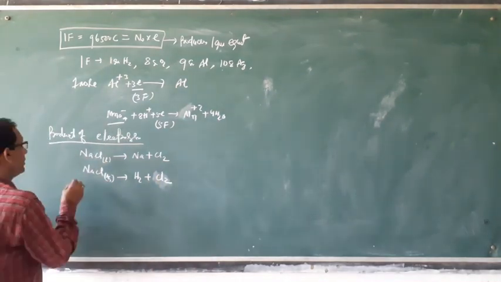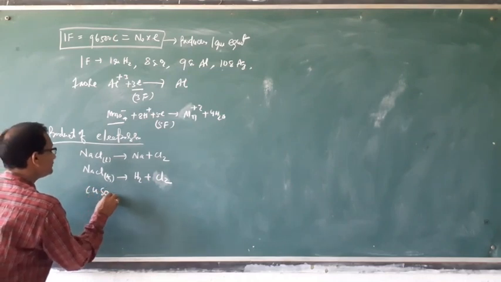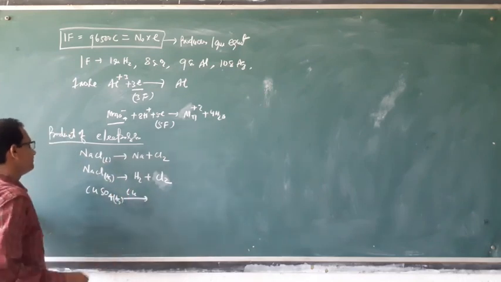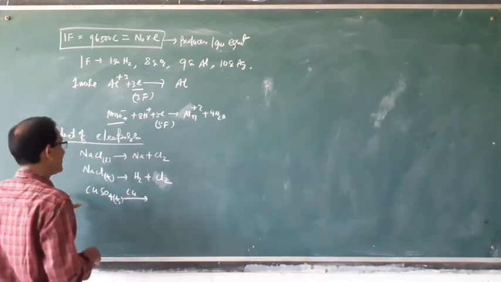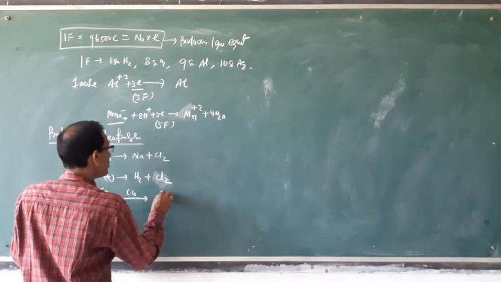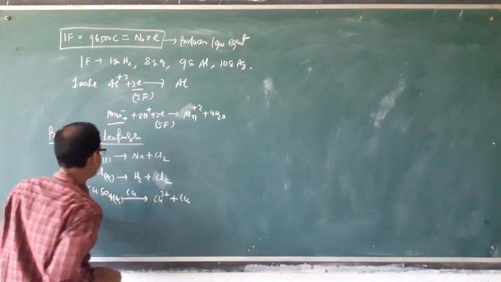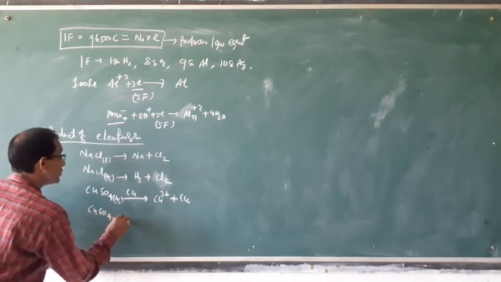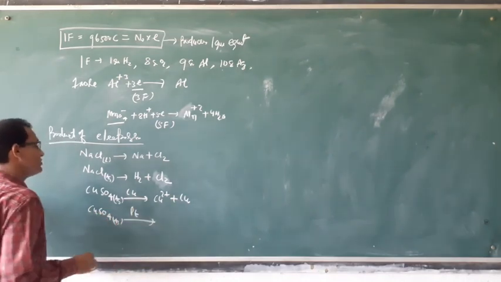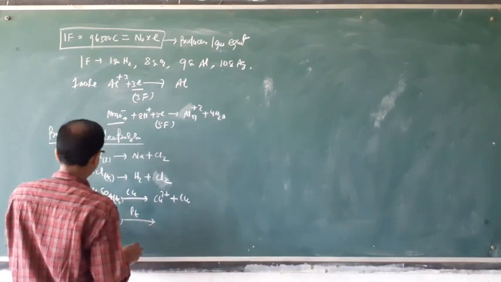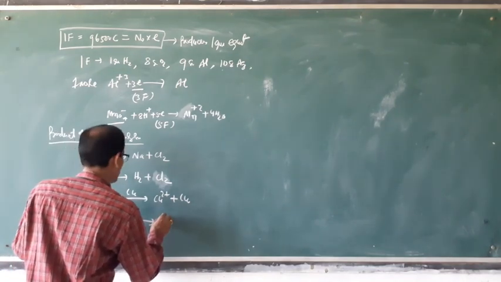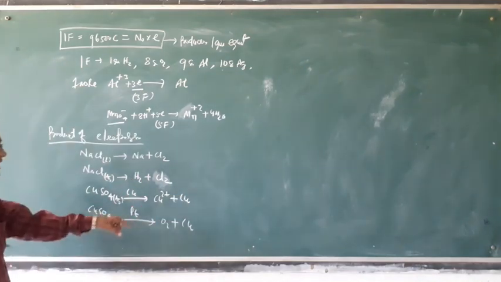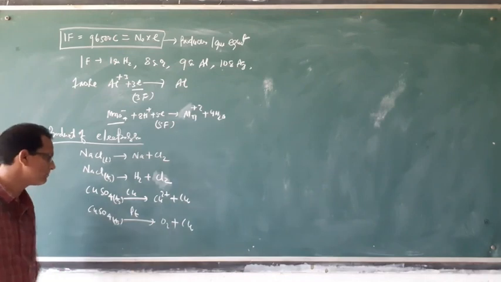Then copper sulfate, aqueous, using a copper rod, that is called an attacking electrode. The result is copper ion and copper. Copper sulfate solution using a platinum electrode: the result is oxygen gas plus copper deposited. Here copper ion will not be produced because no copper electrode is used.